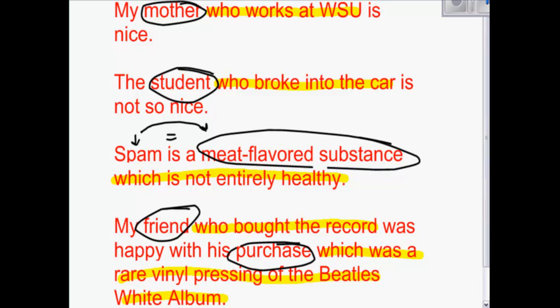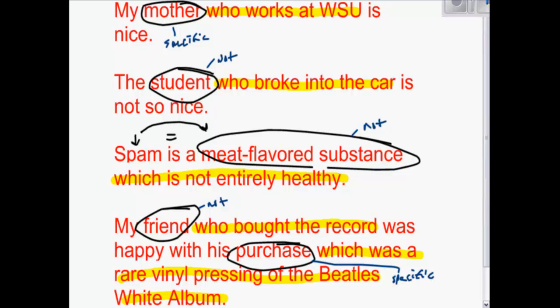Okay, so one way of doing this, we're going to look at each one of these that are circled, and we'll first ask ourselves if it's specific or not specific. So my mother is specific, right? Students would be not specific. Meat-flavored substance would be not specific. My friend, again, assuming that I have more than one friend, is not specific. How about his purchase? That's specific here, right? In this case, we've specified that this is one purchase, so this is specific.